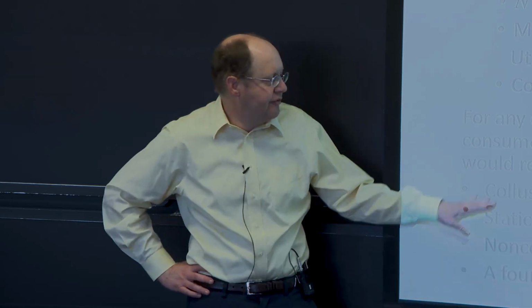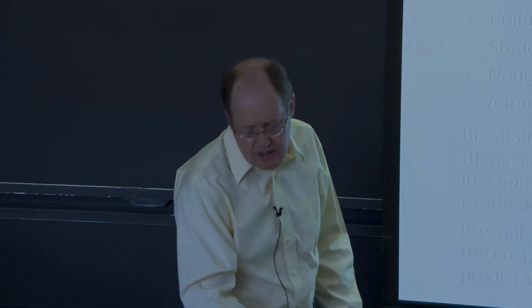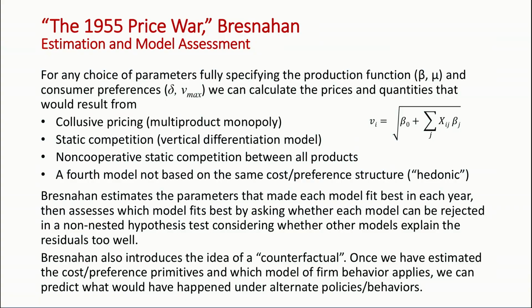But he's got 4 different models. He notes that under any of those 4 models, you can work out what should happen, given any set of parameters. So then you can invert that relationship and say, given any one of these models, applied to any behavioral model in any year, 1954, 55, or 56, I can figure out what would be the parameters that best explain the data.